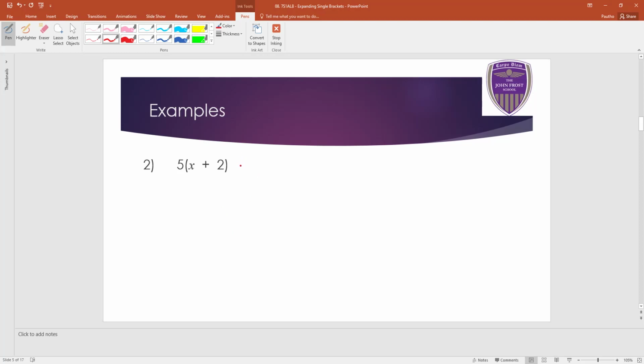Okay, welcome back. So this one just means 5 lots of the bracket. So here I go then. 5 lots of the bracket. 1, 2, 3, 4, 5. I'm not putting the plus signs down all the time now. I'll just put 1 by here, okay? I know what I'm doing.